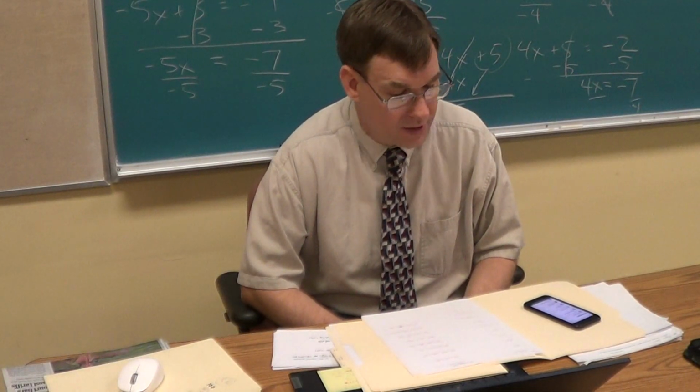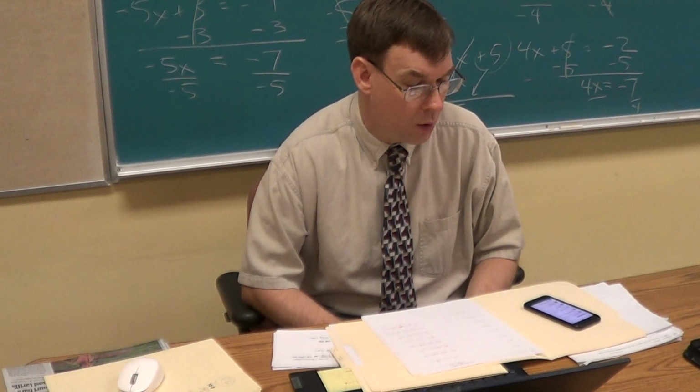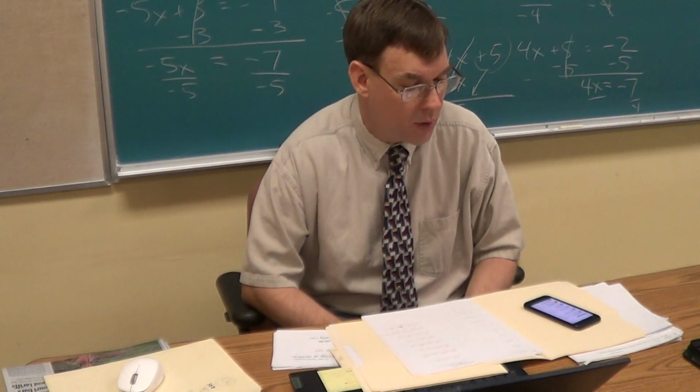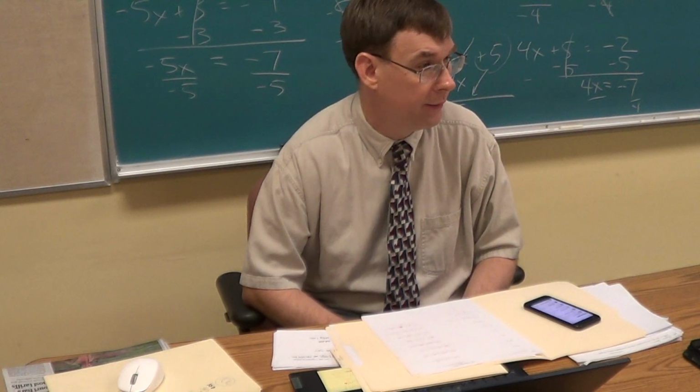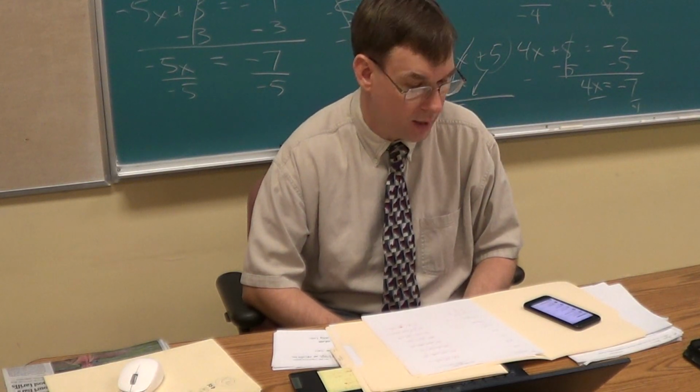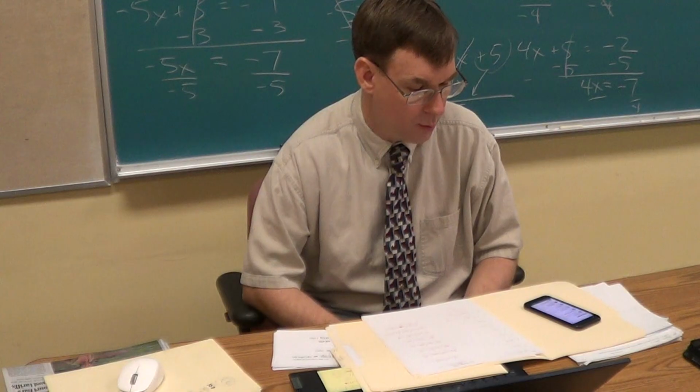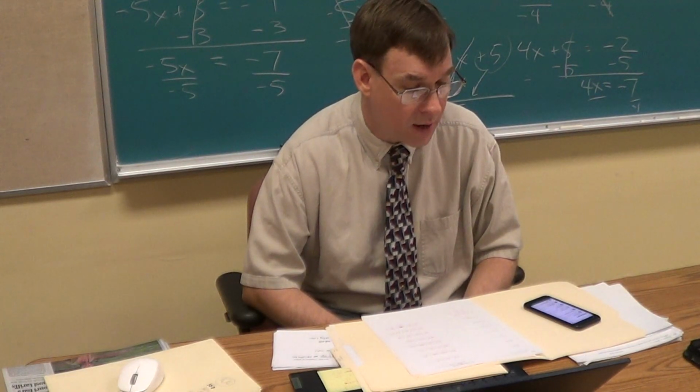For 2, the goal is to get right answers. So if you need to do this, do it. One way to do 2 is copy 5x plus 6 next to its twin, and just FOIL it the same way we FOILed it on 6. I don't like to do that.